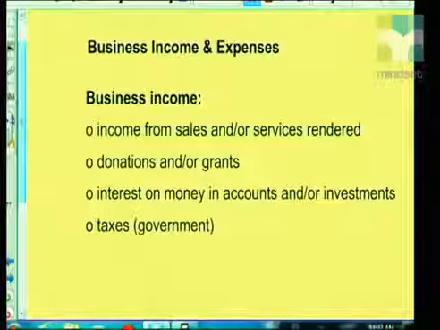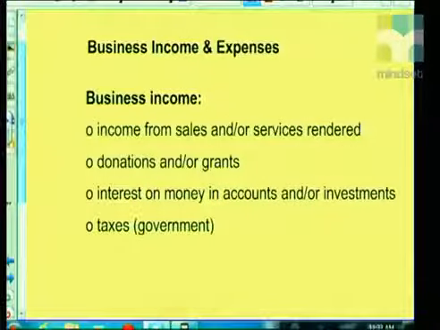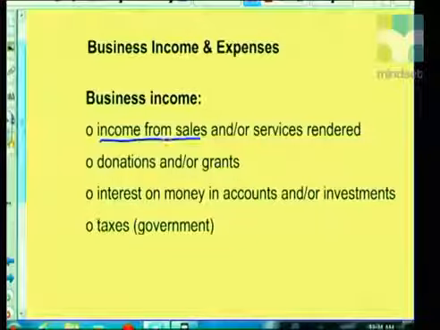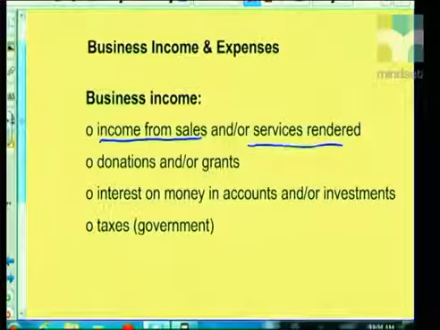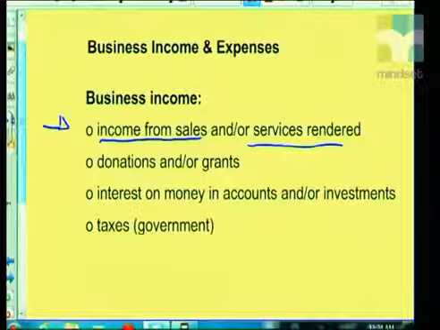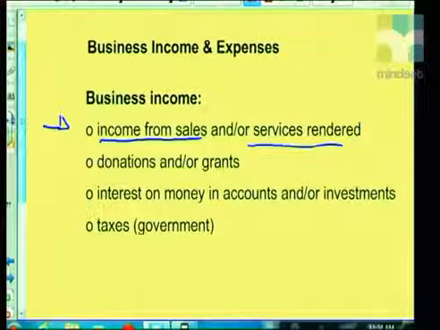So when we talk about business income, where's the main income coming from for businesses? Well, I'll tell you where it's coming from. It's coming from sales. Where we sell something or we render services, and people say, well, because you've done a good job, we're going to pay you. So there is money coming in.